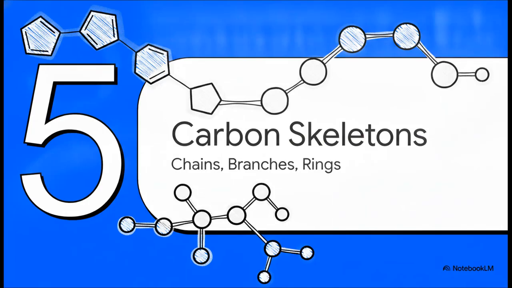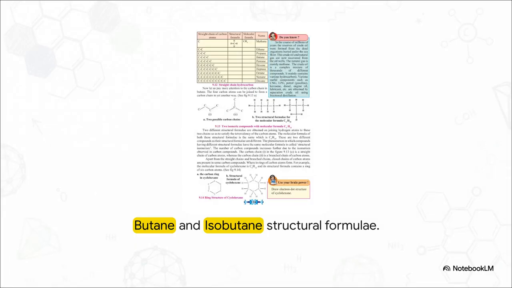Section 5. Chains, branches, and rings. Look carefully at this molecular formula, C4H10. You have 4 carbon atoms and 10 hydrogen atoms, but notice how they can be arranged. On the left, they are joined in a continuous straight chain called butane. On the right, the exact same atoms are arranged in a branched chain, forming isobutane. Same exact number of atoms, completely different structures.